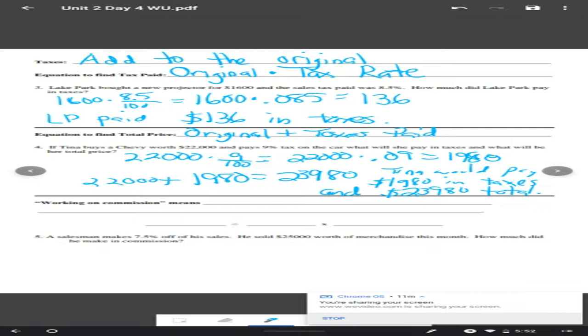So this equation is actually the same again as the other two. We just take my total sales. Working on commission means to get paid based on the amount you sell.